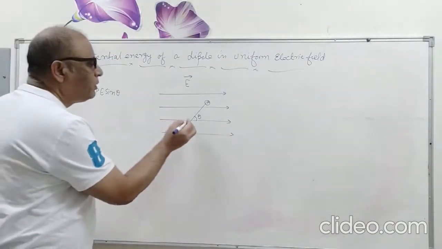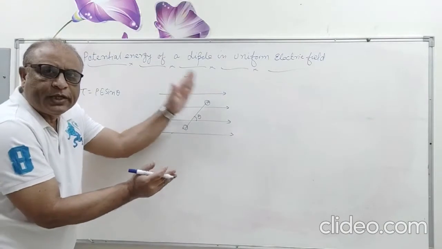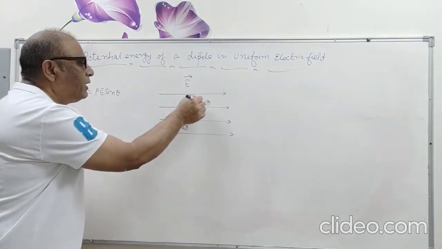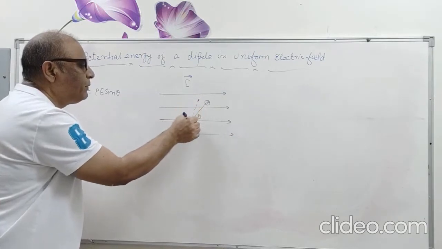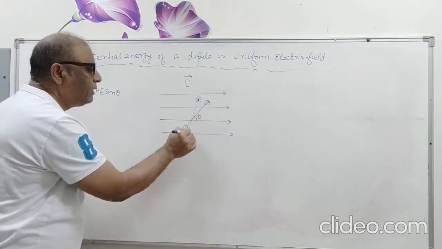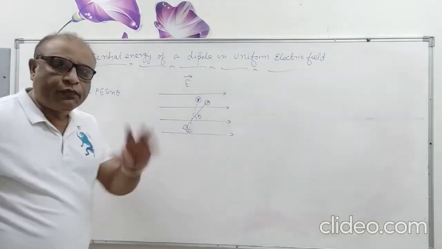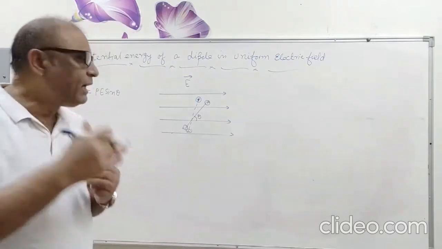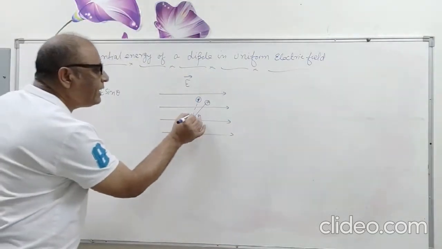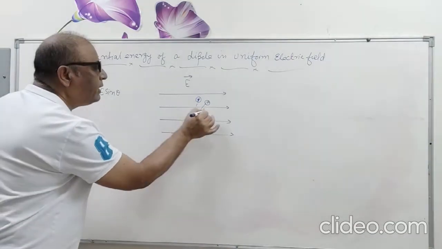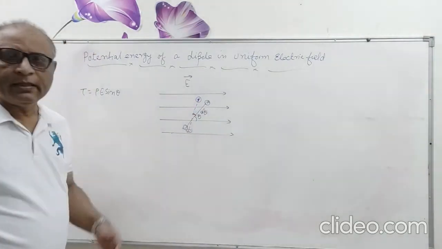Now the position of the dipole is changed. Now this is the dipole here, positive and negative, changed from the original theta with the electric field. The change in angle is d theta.